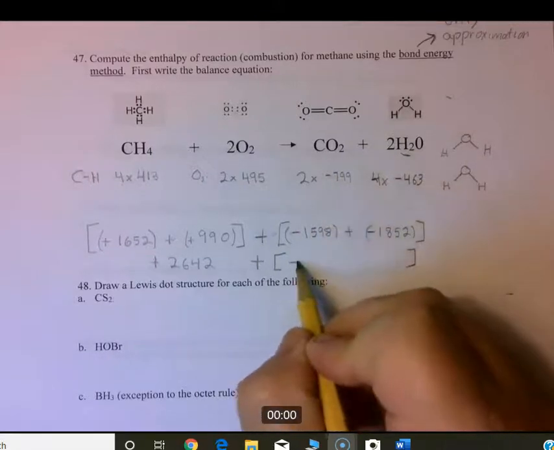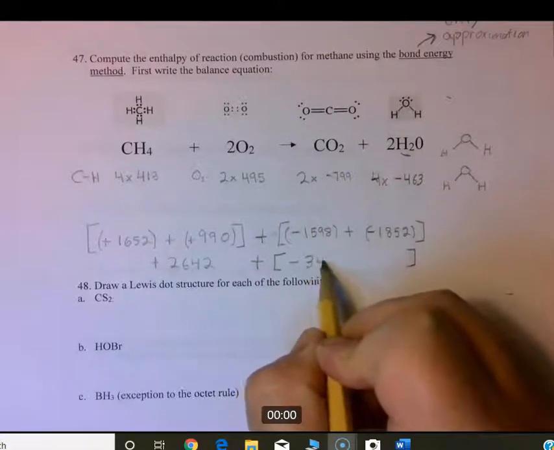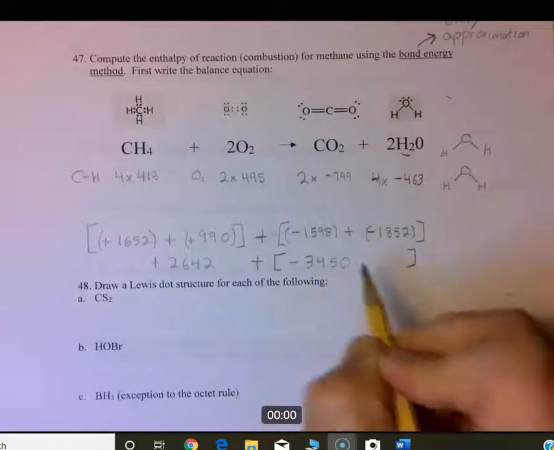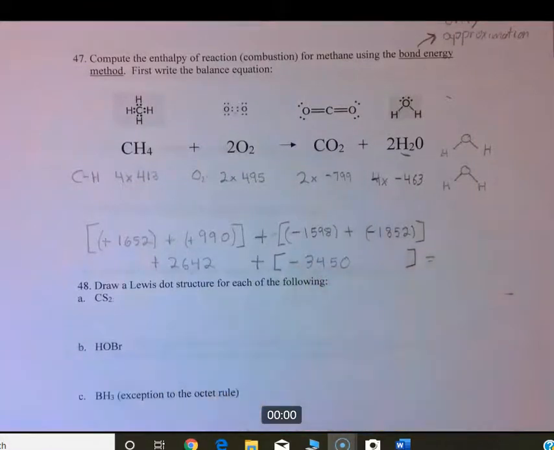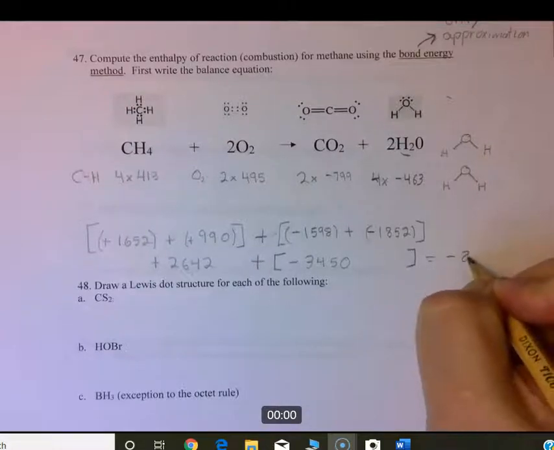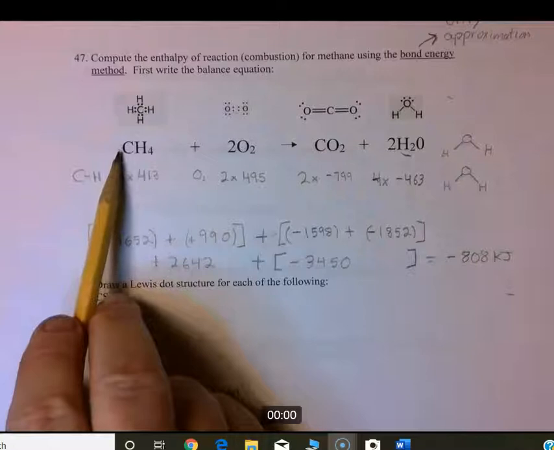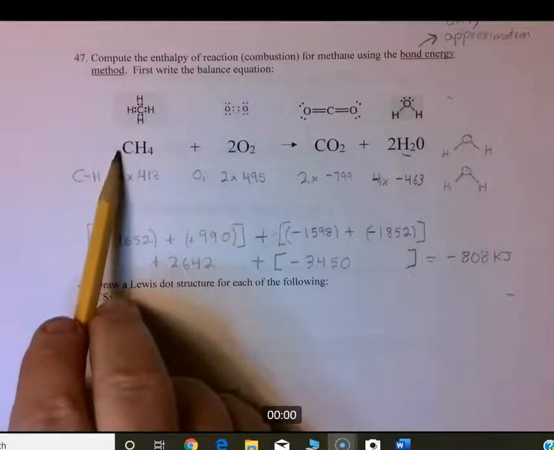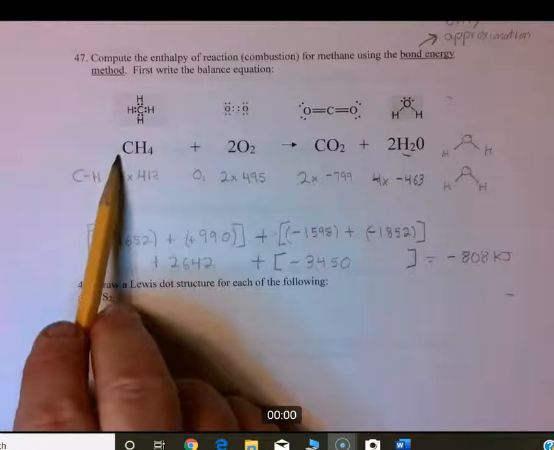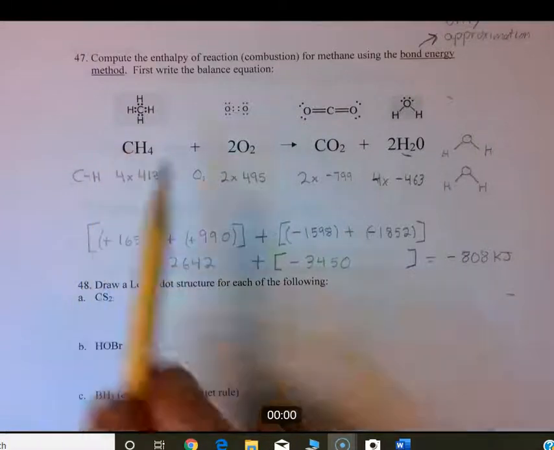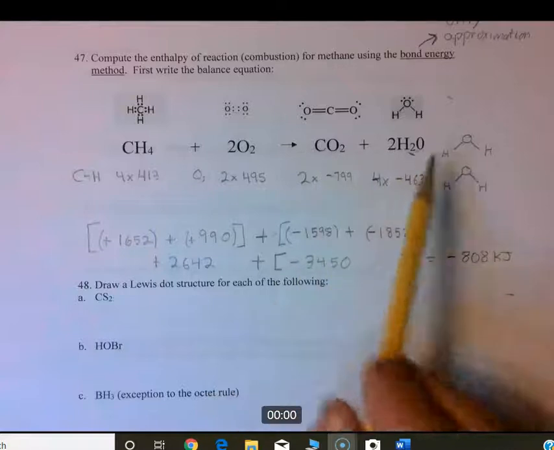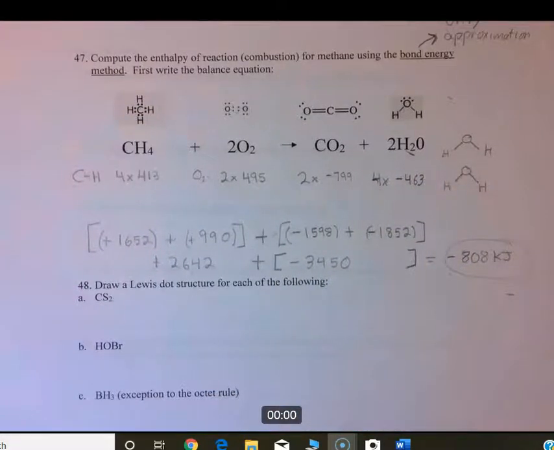And that gives us a negative 3450. So now you add those. And it gives us a negative 808 kilojoules. Okay, since it's 1 mole of CH4, it just happens to be in this equation. It won't always be 1 mole of the hydrocarbon. That could also be kilojoules per mole. But it's just really for this reaction, the entire reaction. So that's the answer right there.